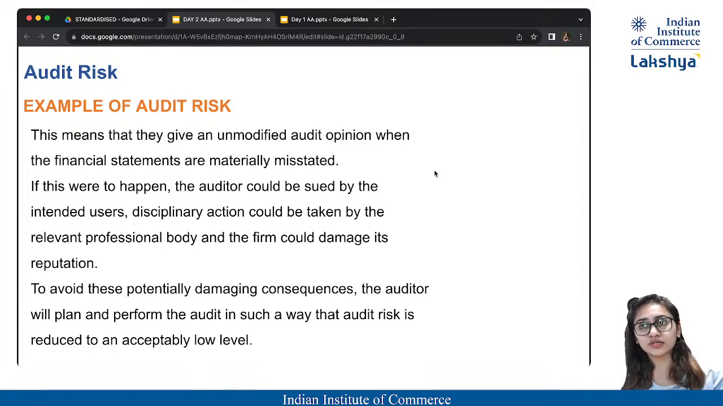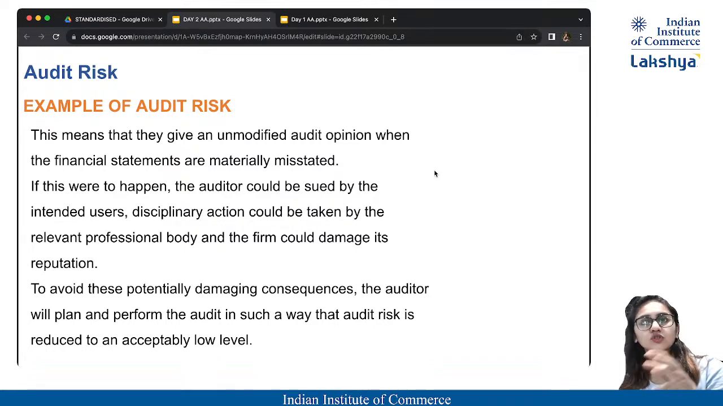What are the situations? Wherein he's paid a bribe by the management, or wherein the management intimidates him, saying that if you tell the truth, we will make sure that you never get a job in the industry or whatever. So in these situations, the auditor can lie, and if the auditor is caught lying, the auditor could be sued by the shareholders because he is appointed by the shareholders, right? Disciplinary action could be taken by the relevant professional body, and the firm could damage its reputation.